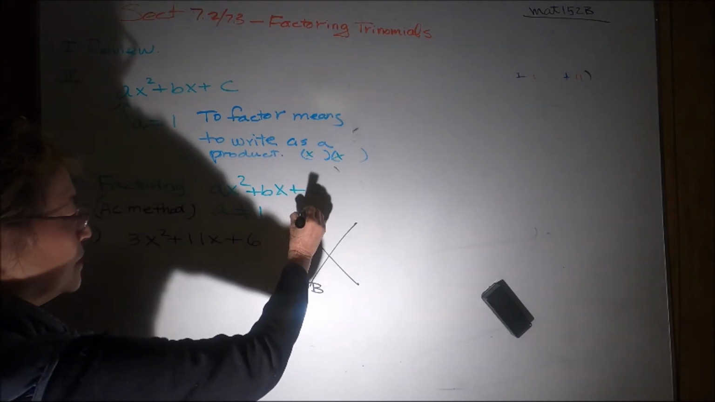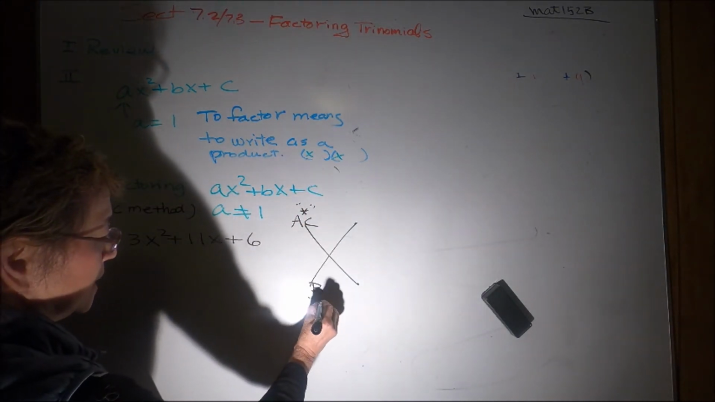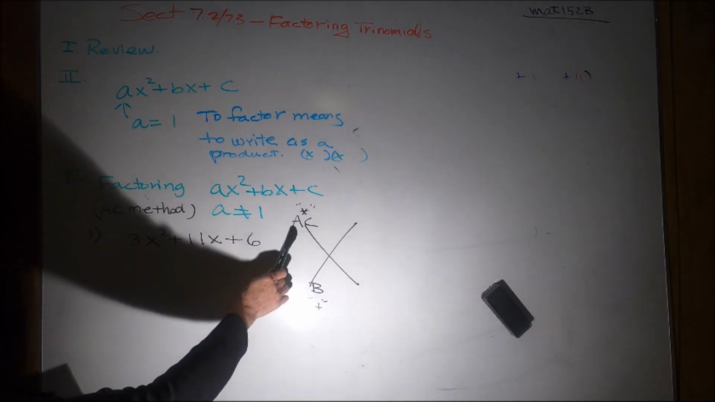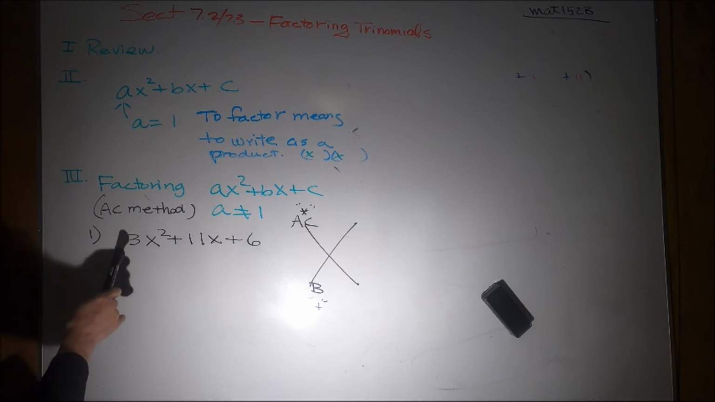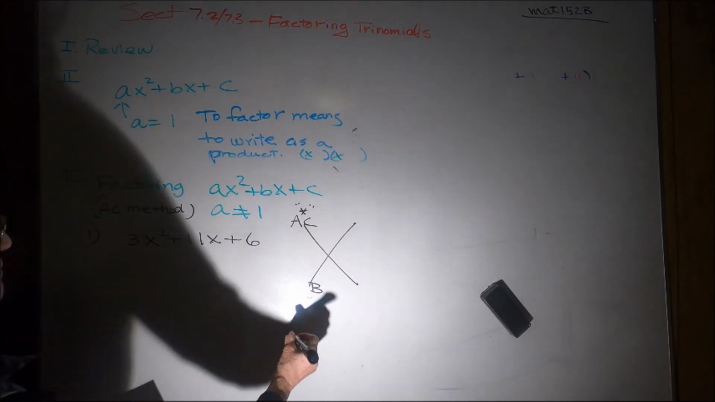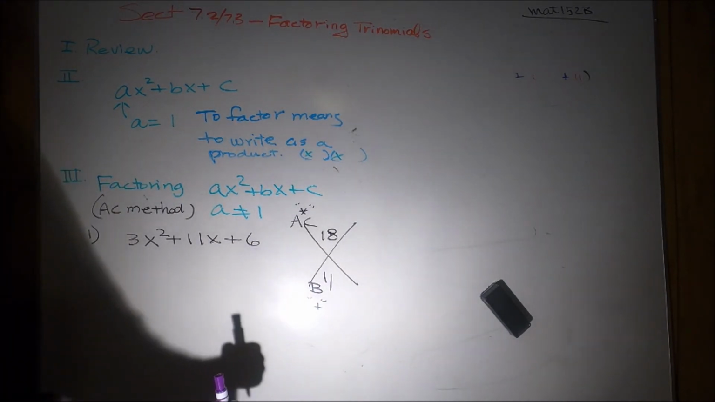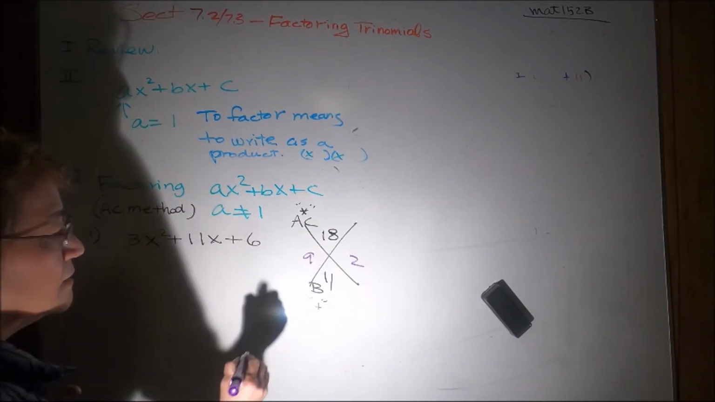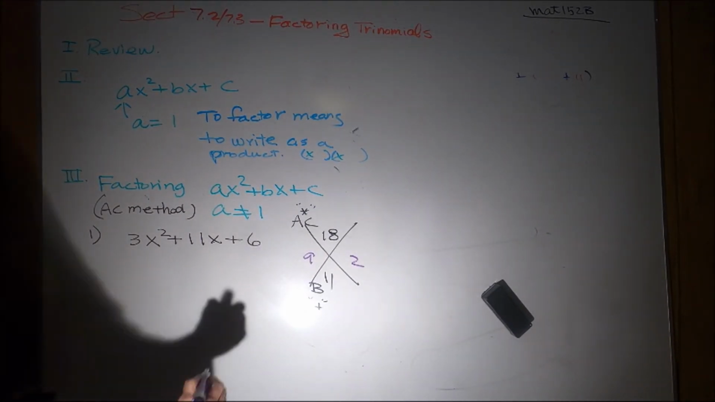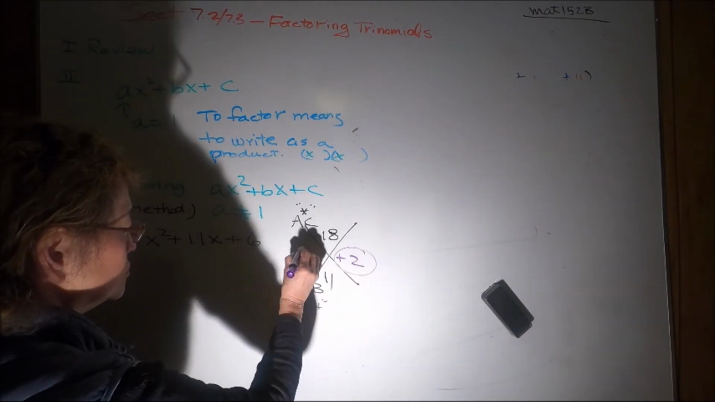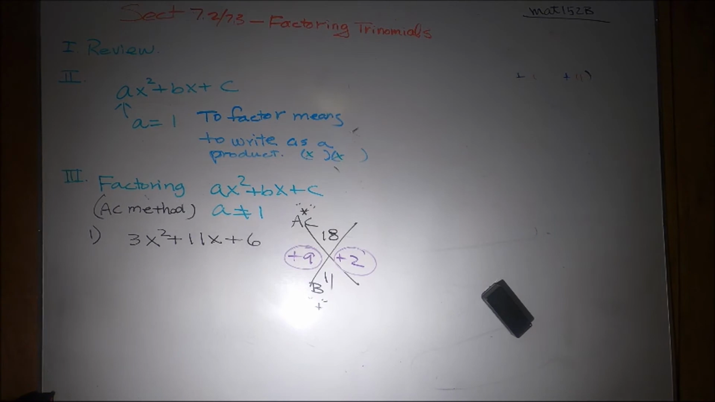AC means what? You multiply. B means what? You add them together. AC means what? A times C. What is A times C? 3 times 6 is what? 18, right? Then B is 11. So you do that first. Then you try to find the two numbers, multiply together is 18, added together is 11. What do you think? 9 and 2. Put a sign there. Positive or negative? Both are positive.